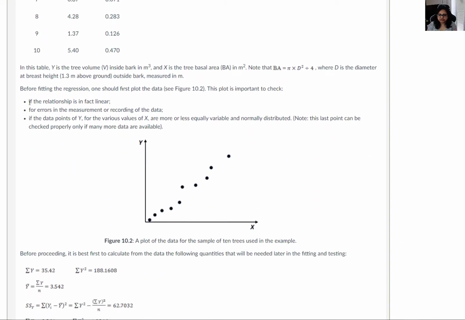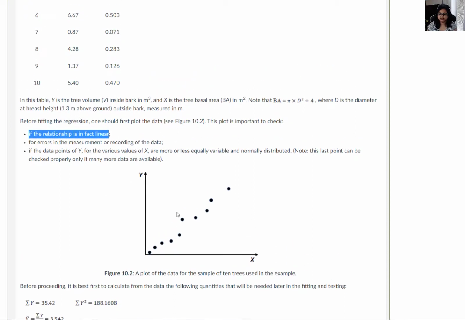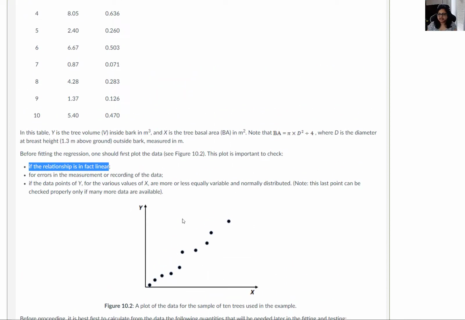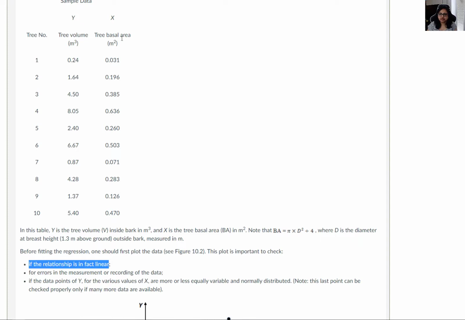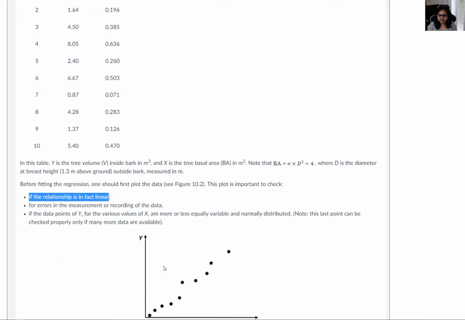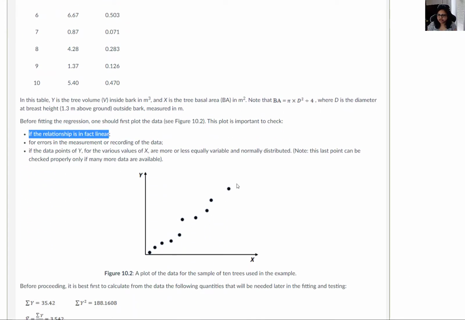Our main interest is to first find whether there is any relationship. If there is no relationship, that means the data points show up scattered anywhere, then there is no relationship between volume and basal area. If there is a relationship, you will see there is a trend. You can see here is a trend. But if values were somewhere here, here, here, here, then there is no relationship. So at first you need to find that.